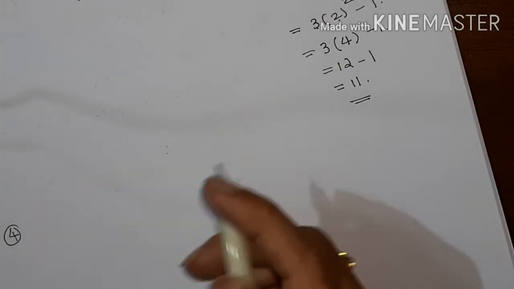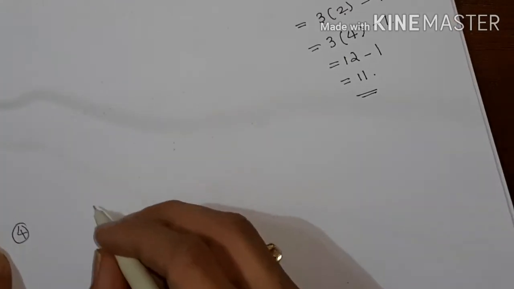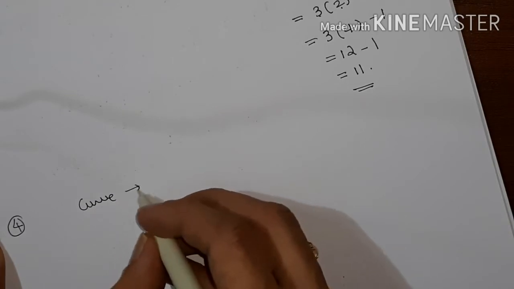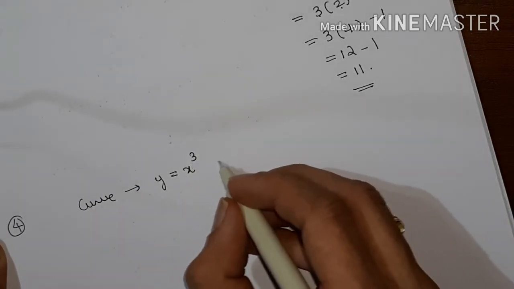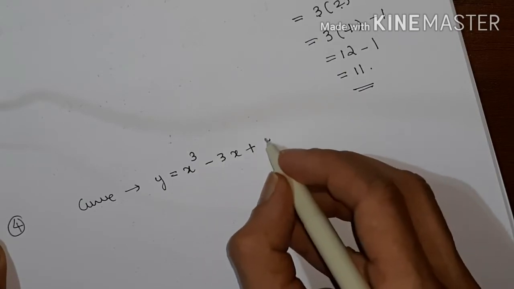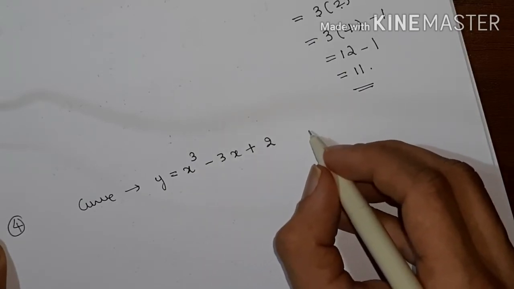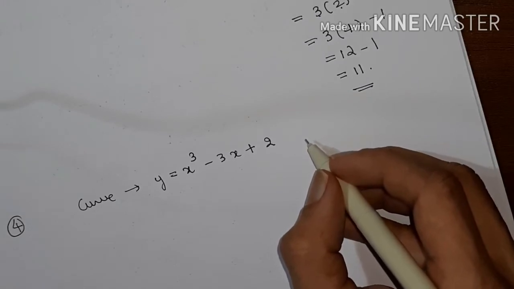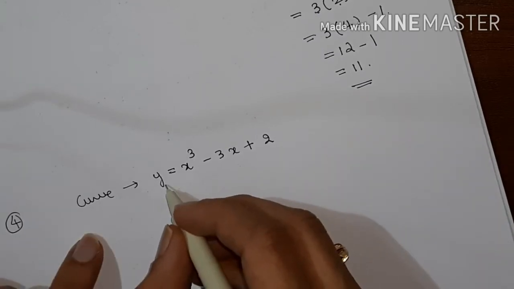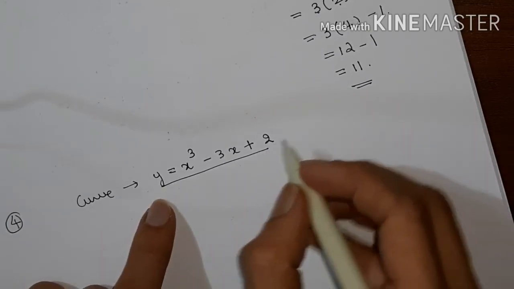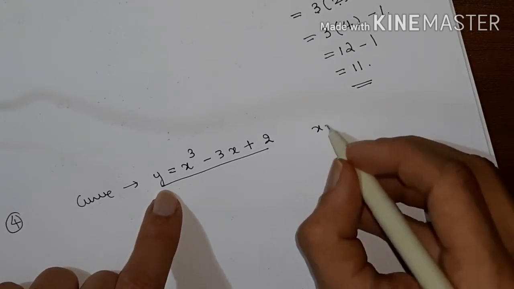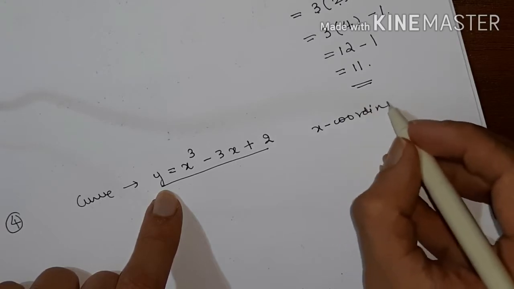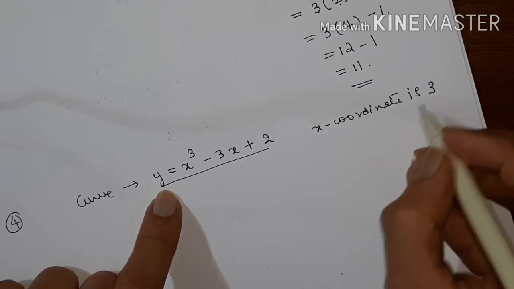The fourth one is the same type of problem. Here you are given the curve y equals x cube minus 3x plus 2, and you have to find the slope of the tangent to the curve at the point whose x coordinate is 3. So this is given.